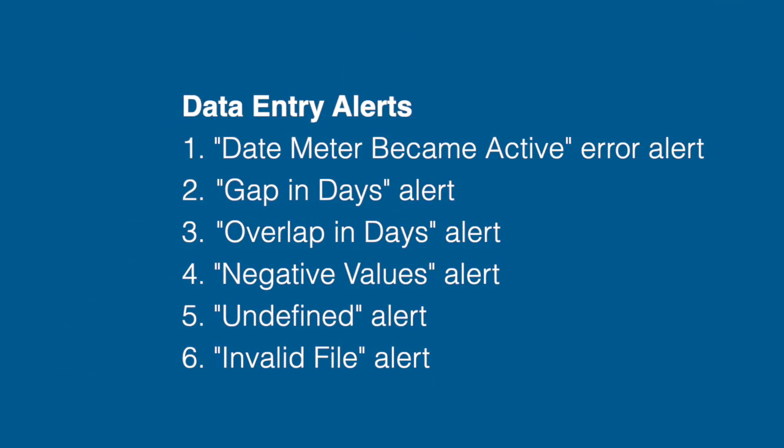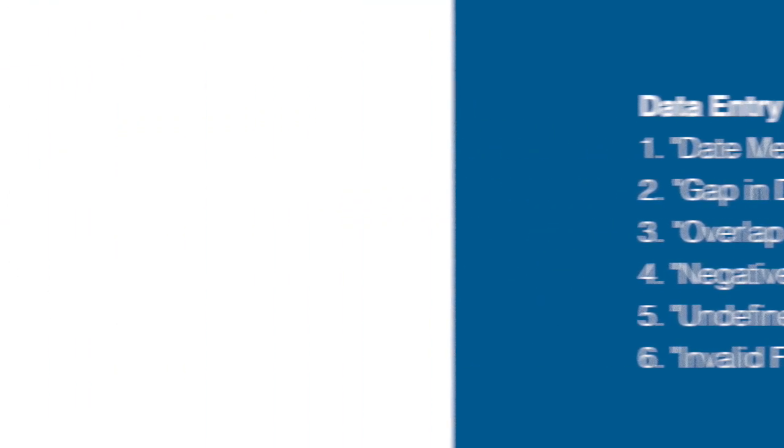Data entry alerts. There are 6 common alerts you may encounter when entering data into the monthly entries table: the date meter became active alert, a gap in days alert, an overlap in days alert, a negative values alert, an undefined alert, and an invalid file alert.